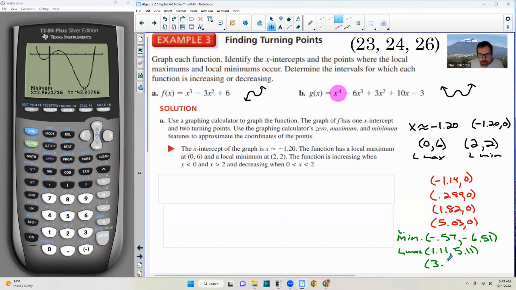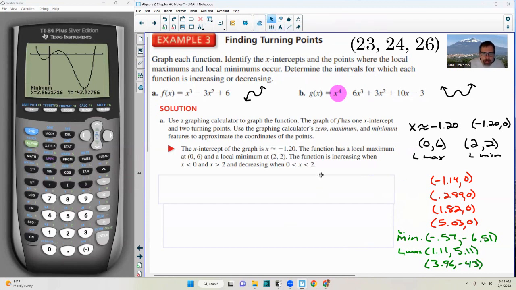3.96, comma, negative 43. Again, an approximation.